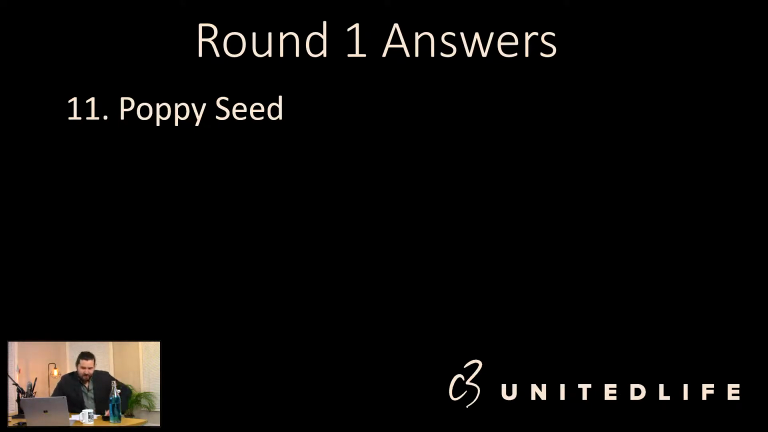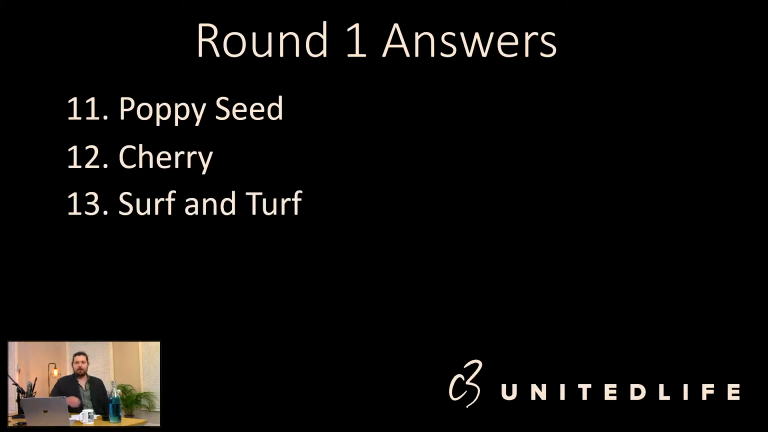Question 12. Name the name of what other fruit is used to describe very small and round tomatoes. The answer is cherry. Cherry tomatoes. Question 13. How is a dish of meat and seafood often described on a menu? That would be surf and turf. Give me steak and lobster and prawns and deliciousness all day. Yes, please. Thank you very much.